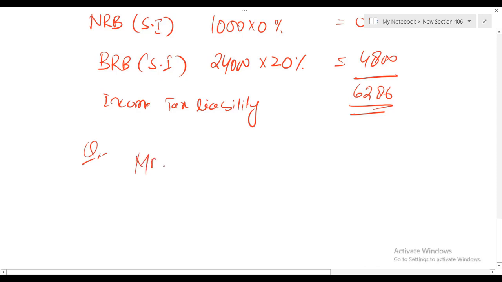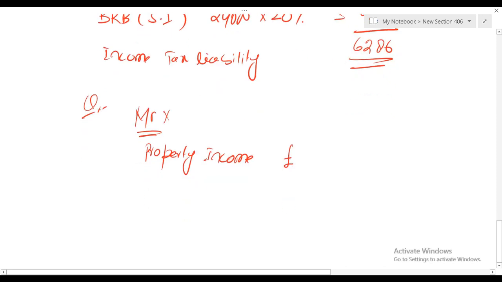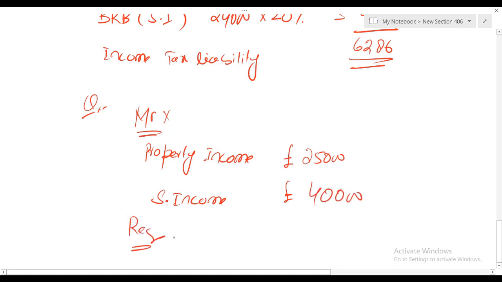Once again, Mr. X. Let's say this time Mr. X is having property income, which is also a non-saving income. He's having, let's say, property income of, I would say, 25,000. And he's having saving income of, let's say, 40,000. The requirement is very simple. We need to calculate income tax liability.